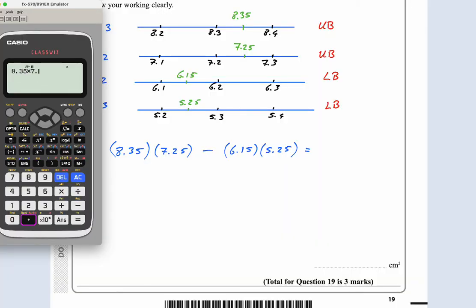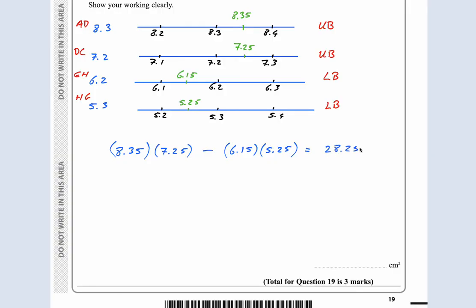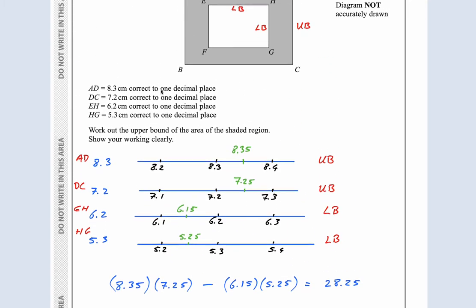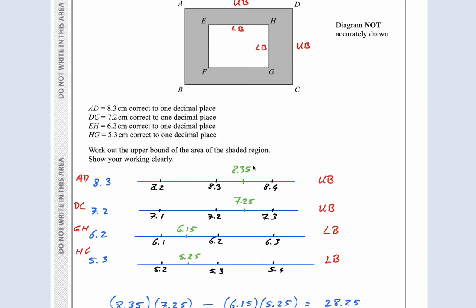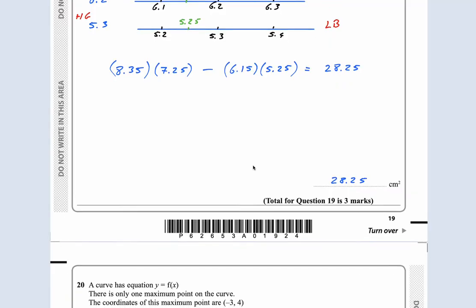And this equals 8.35 times 7.25 minus 6.15 times 5.25, 113 over 4, or 28.25. So this is 28.25. Okay. Yes, guys, you could probably do that quicker, without drawing out all those lines, but I wanted to make very clear that you know how to do it. I do actually always recommend drawing out these lines because they're confusing questions, and often you make a mistake about whether to get the upper or lower bound.